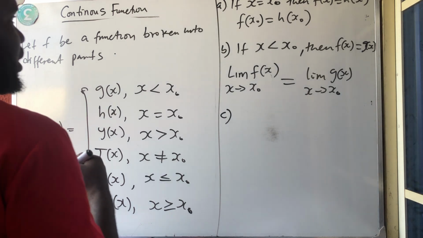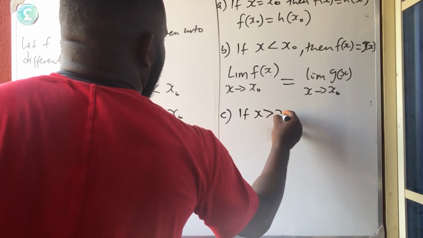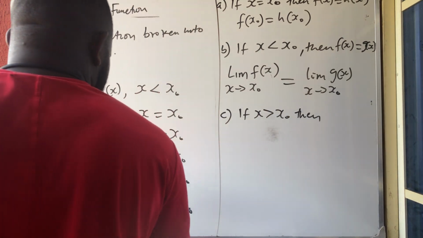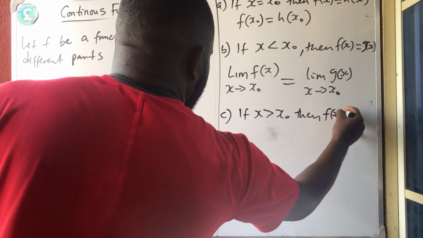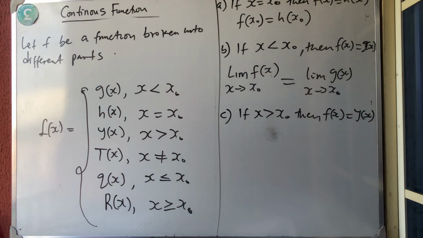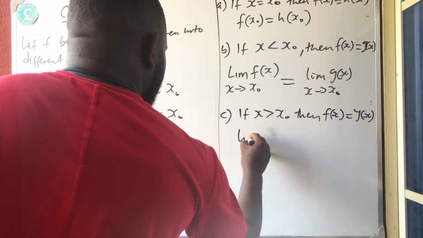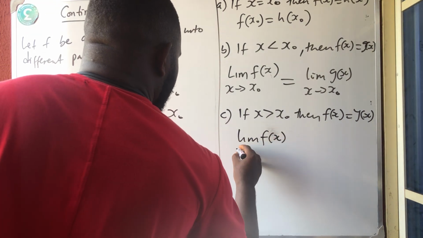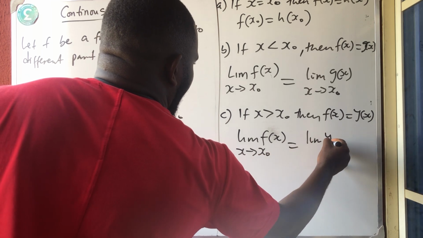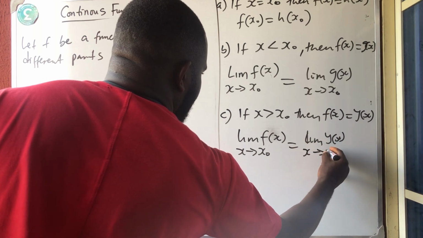The same thing when they are greater than. So if x is greater than x naught, okay, then our f of x is equal to what? Y of x. Okay, so we still use limits to verify this one. We still use limit to verify this one, that what? That the limit of f of x as x tends to x naught is equal to the limit of y of x as x tends to x naught.